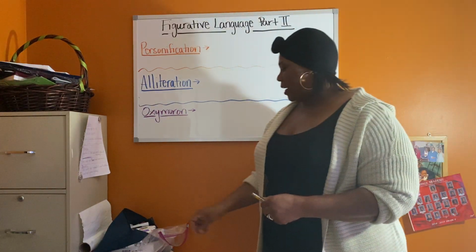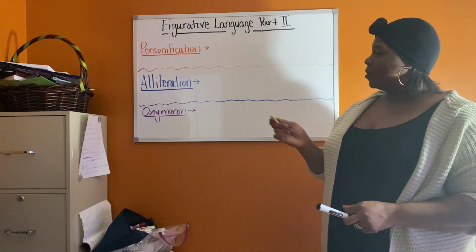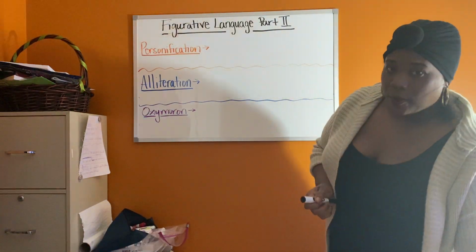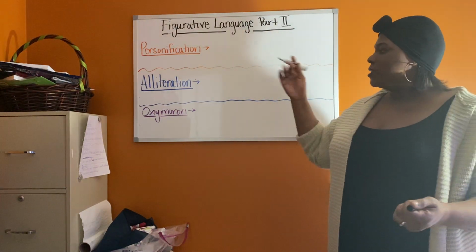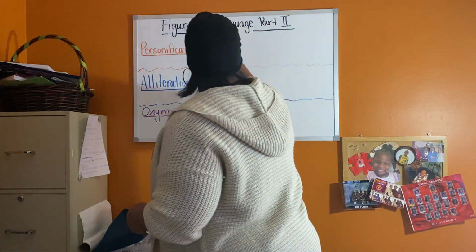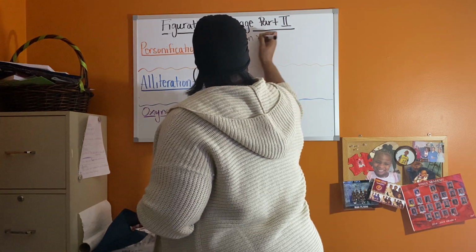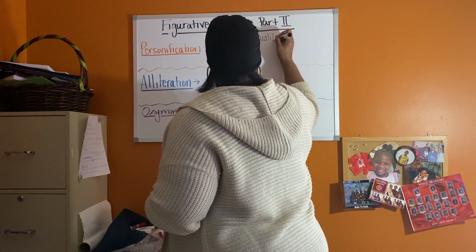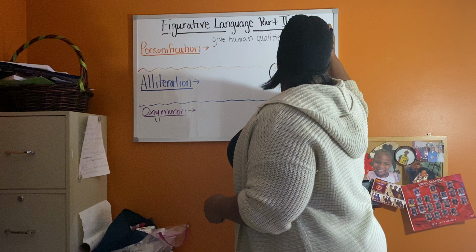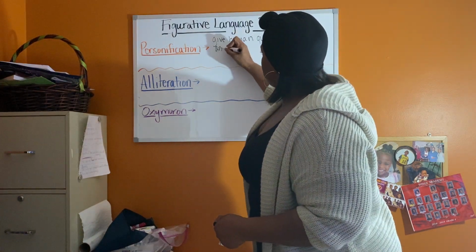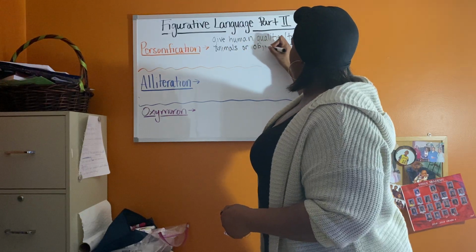Let us start off with personification. We did talk about that one in 4th grade, so if you were with me in 4th grade, then you're aware of that one. But just in case you forgot or if you weren't with me, personification is the figurative language that we use when we give human qualities or traits to animals or objects.